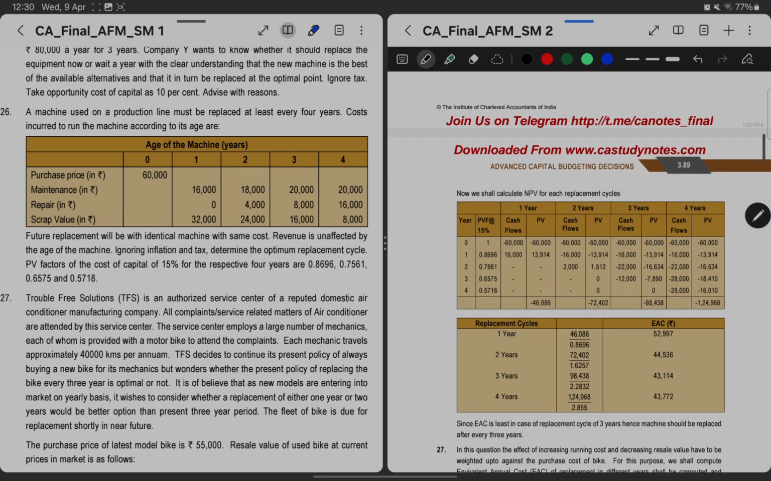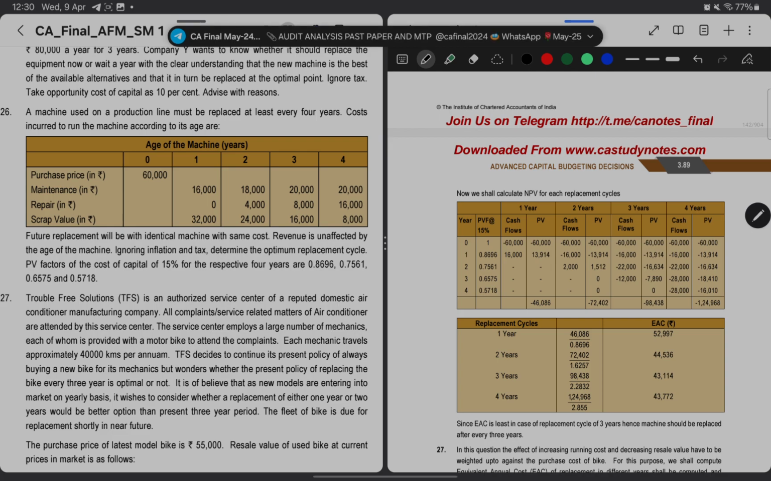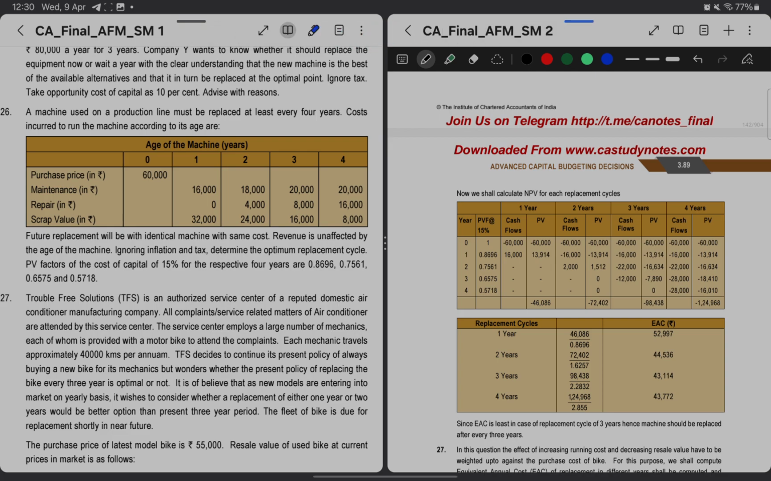Next, they are discounting it at 15%. Since they have already given the present value factors, we have to use those only. As we can see in this table, they have calculated NPV. If we replace the machinery within 1 year, there is a negative NPV of 46,000. Then for 2 years it is 72, for 3 years it is 98, and for 4 years it is 1,24,968. Here they have given only cost, maintenance and repair cost. Revenue they have not given, so we have to check whichever is the least NPV.